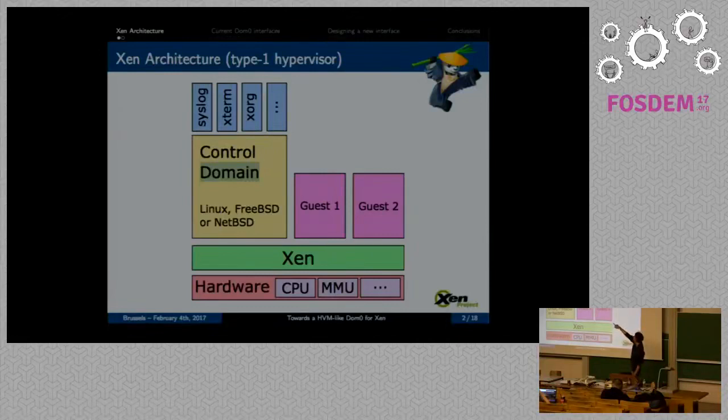And then on top of the control domain, I put some tasks that you usually have running on your control domain, like syslog, xterm, Xorg, whatever you want. And here I've added two guests also. As we can see in this picture, the guests inside of Xen are on par with the control domain. They more or less share the same interface, and even the control domain is just a guest from Xen's point of view.